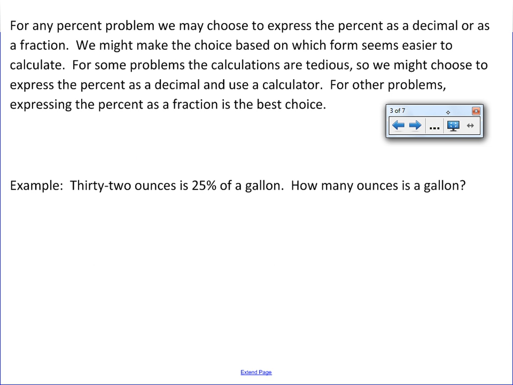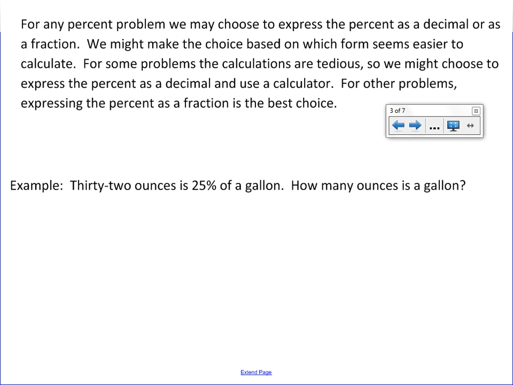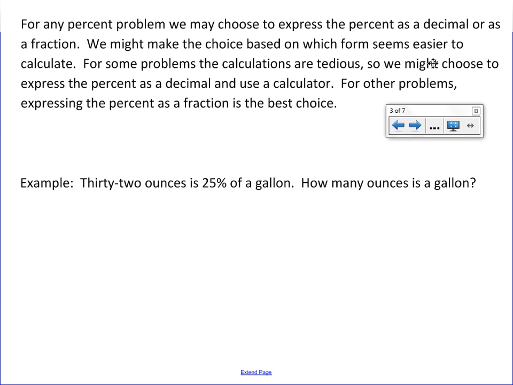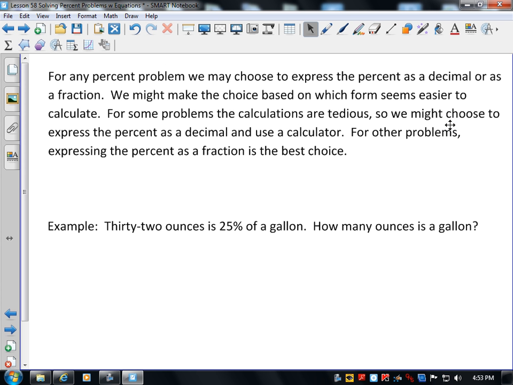For any percent problem, we may choose to express the percent as a decimal or a fraction. We might make the choice based on which form seems easier to calculate. For some problems, the calculations are tedious, so we might choose to express the percent as a decimal and use a calculator.